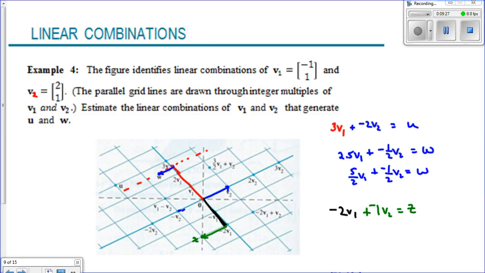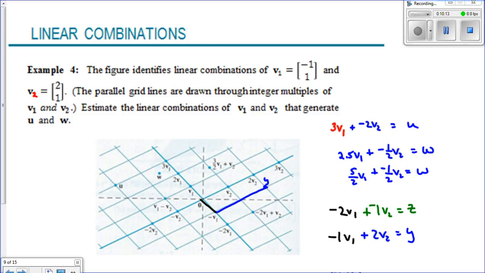And let's pick one more here. Let's say we were looking at this point right here. Okay, think of the grid as being the way we have to travel, like the streets that we can travel down. To get to that point, let's look first at the v1 direction. I would have to go in this direction 1 unit, so that's negative 1 times v1, and then I would have to go parallel to v2 twice, as 2 units of v2. And we'll just call this one y.